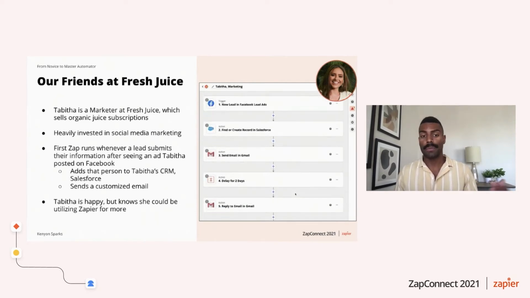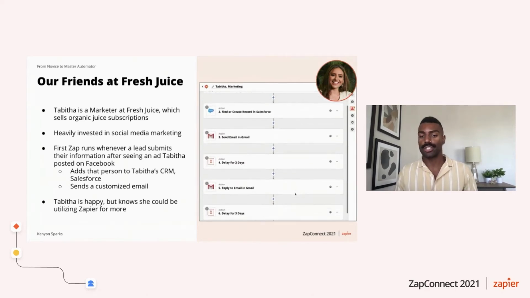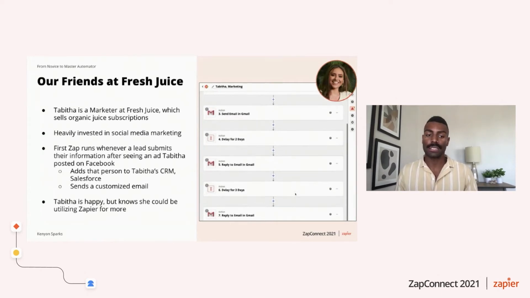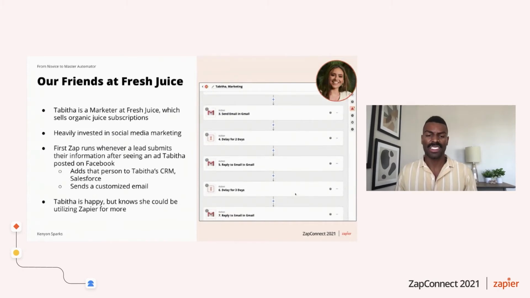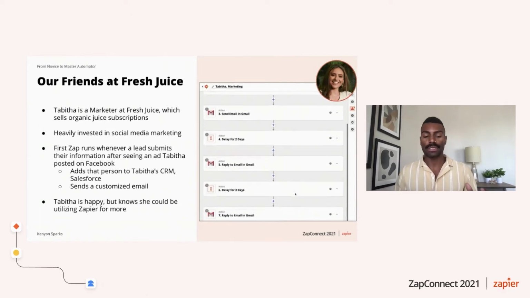To start, Tabitha decides to perfect her own Zap. Not all leads respond to her email, so she wants to send them a few reminders. She adjusts her existing Zap by adding a few delays and some extra email check-ins designed to pull all of those leads deeper into the funnel. This is a fairly simple process using the Delay by Zapier app. Her updated Zap looks like this.